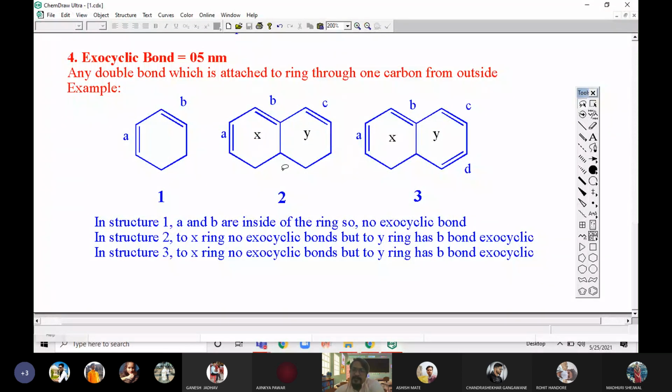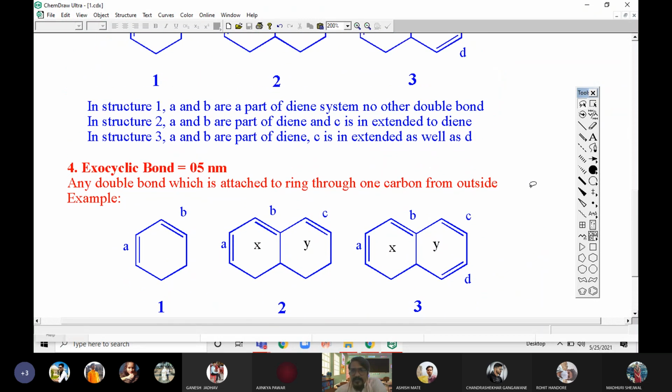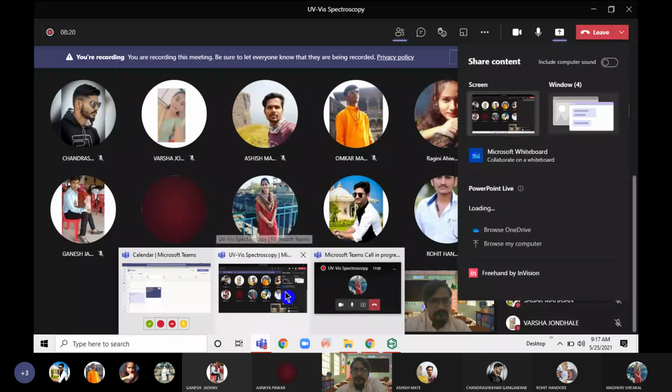Next, the third example is here. Here also we have labeled them X and Y. Again for the X ring, there is no exocyclic bond present. This is very clear. Again for the Y ring, this B bond is exocyclic, so again we have to add 5 nanometers. So till now we have seen 4 rules, and if you have any doubt you can ask me. I'll explain again, otherwise we will go to the next. Is it okay? Yes, sir.